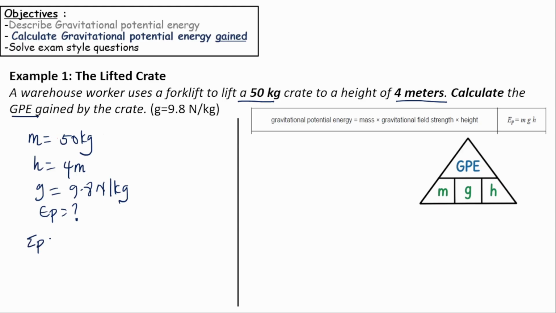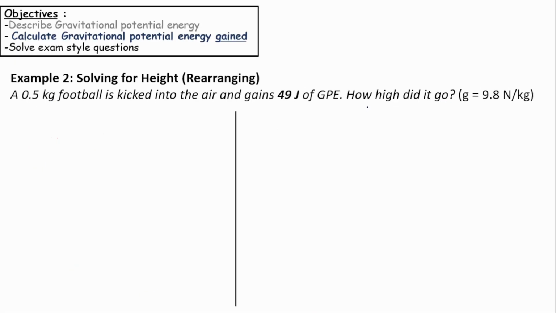Now recall our equation that gravitational potential energy is equal to mass multiplied by gravitational field strength multiplied by the height. Substituting our values, we have 50 multiplied by 9.8 multiplied by 4. And that gives us 1,960 joules. This time we're finding the height.